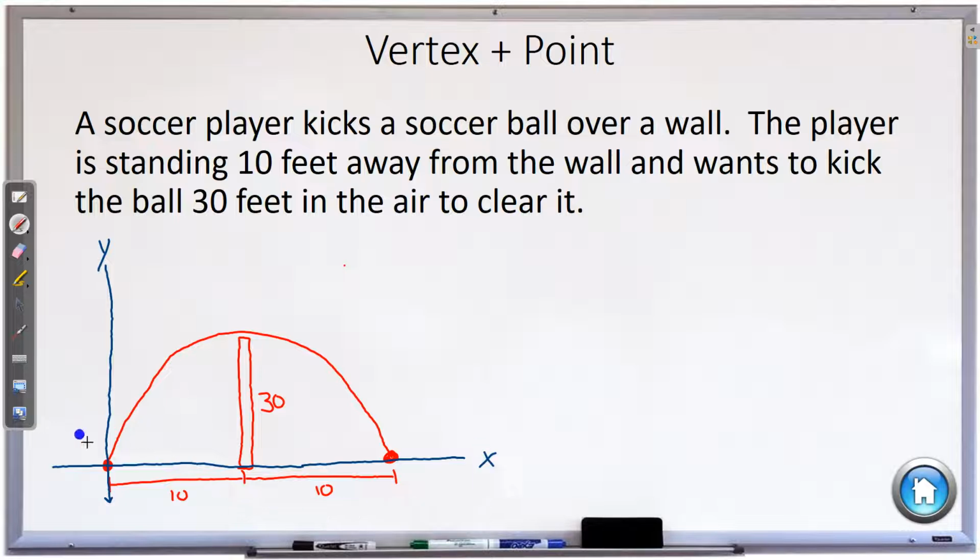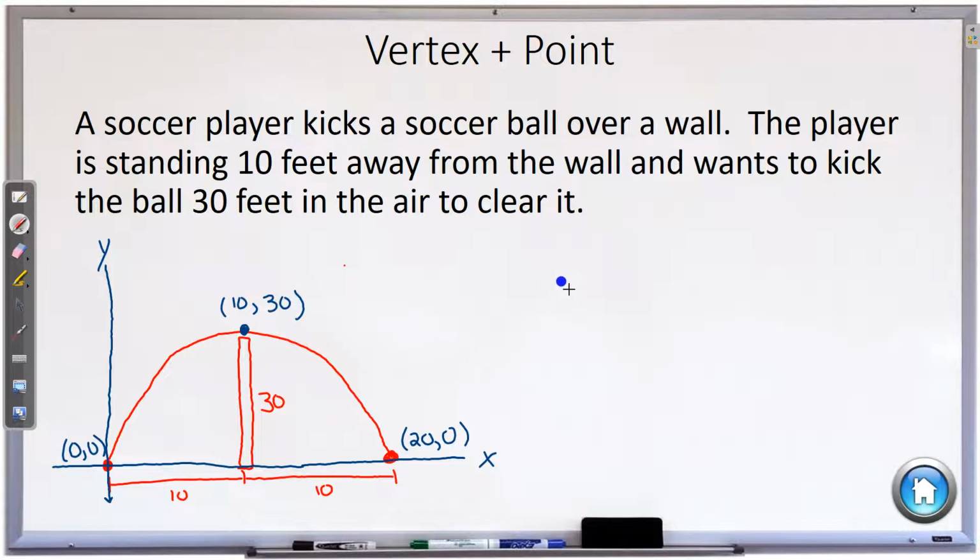Now that we have that, let's put in the rest of the numbers for these points. So this point right here at the origin is 0, 0. This point where the ball lands, we've gone a horizontal distance of 20 feet, so the x is 20. But we're back on the ground, so the y value is 0. And this point, our vertex at the very top, horizontally we've gone 10 feet. But vertically, we are up 30 feet. So there we put all the numbers in.